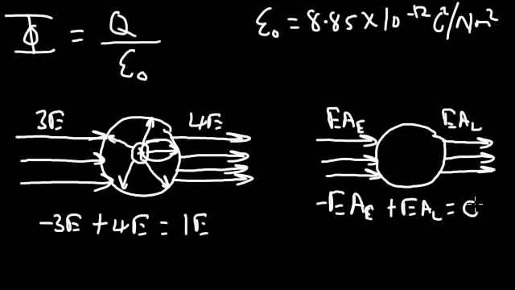So this will be equal to 0. Now remember, Gauss's law said that the net electric flux would be equal to the charge enclosed divided by the permittivity of free space. Now the fact that this sphere doesn't enclose any charge means its magnitude will be 0.